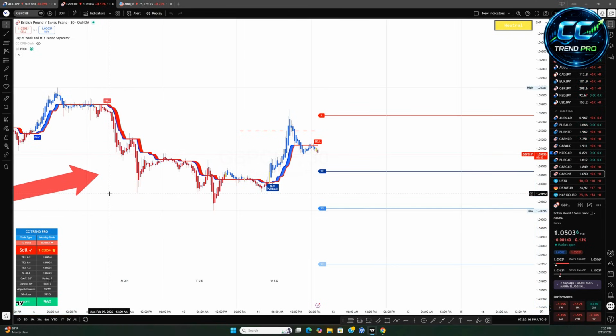Okay, so that's how I would use this CC Trend Pro to find trades, whether you're trading off the higher time frame or lower time frame. You have to do your due diligence, even when you are getting the signals.